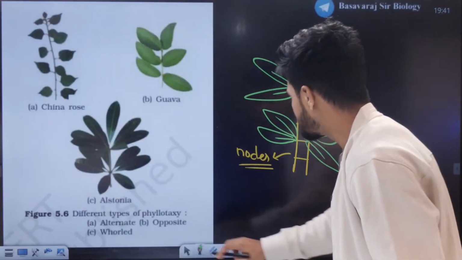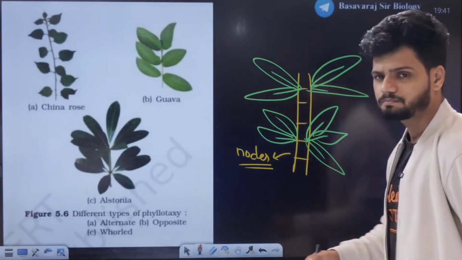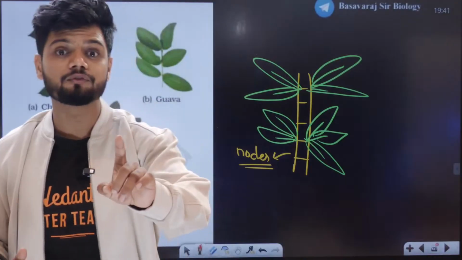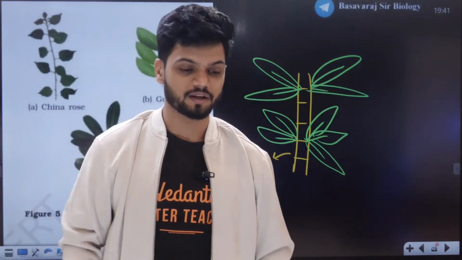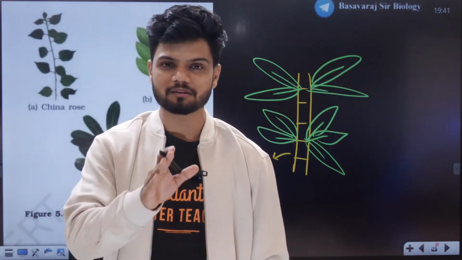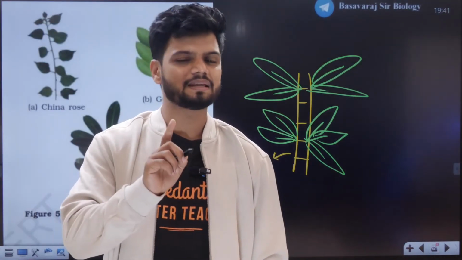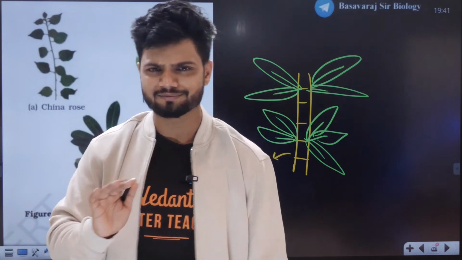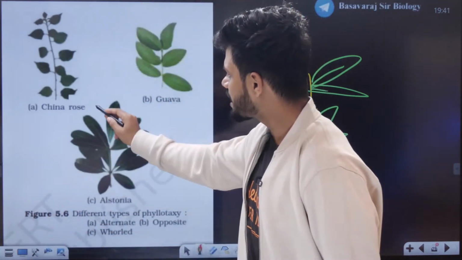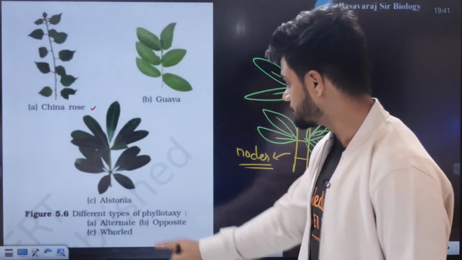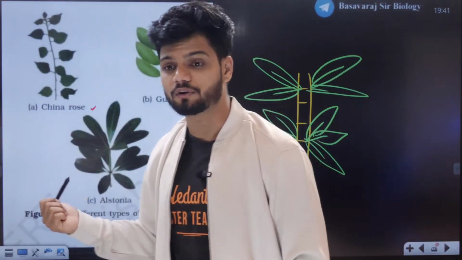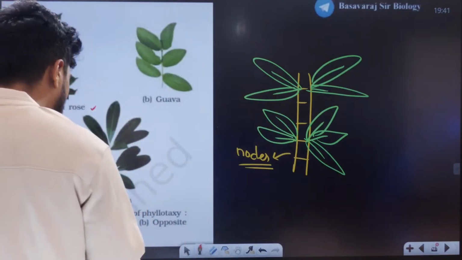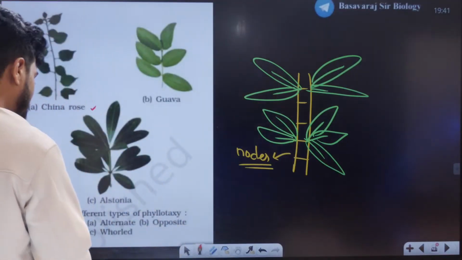Now here they have given you certain examples, but if you are part of the bot army, you can tell me the other examples easily. Here, China rose, they have given you one example for alternate. Now, can anyone give me other examples of alternate phyllotaxy? Quickly.